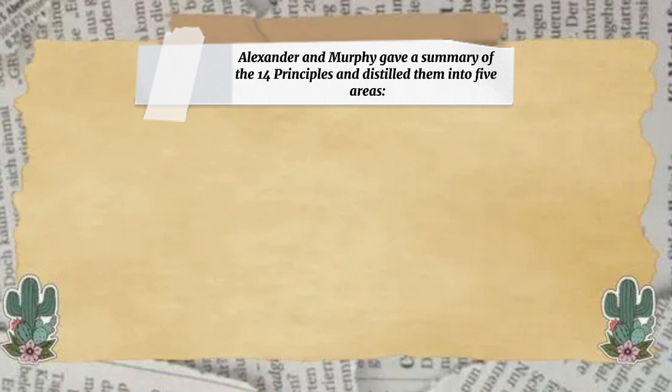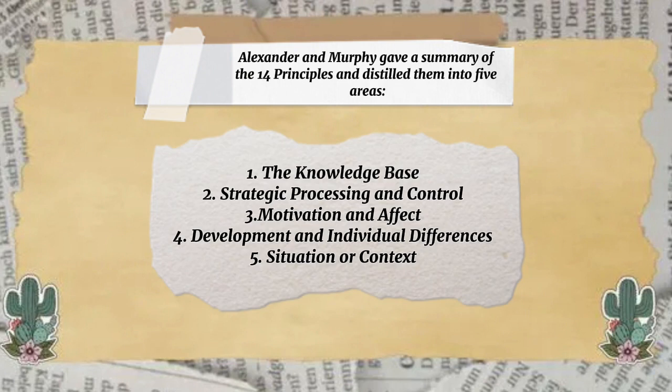Alexander and Murphy gave a summary of the 14 principles and distilled them into 5 areas. Number 1 is the knowledge base. Number 2, strategic processing and control. Number 3 is motivation and affect. Number 4 is development and individual differences. And number 5 is situation or context.